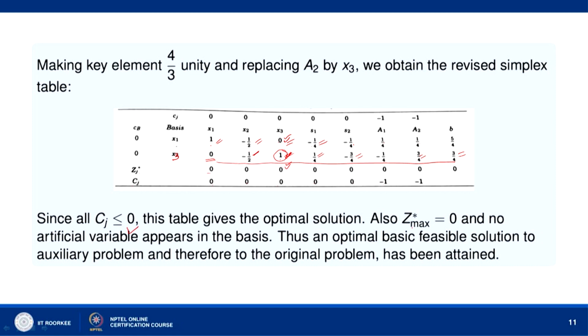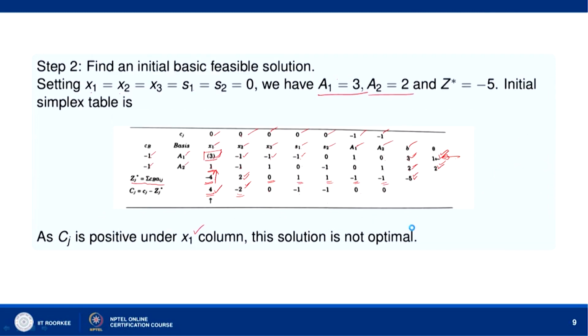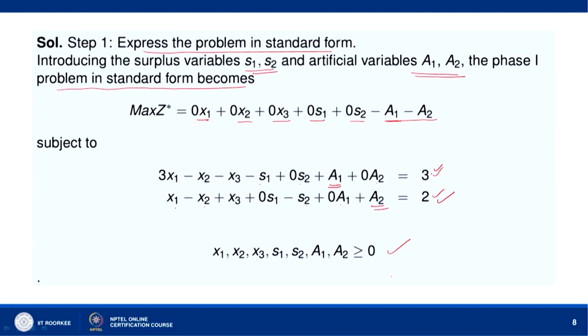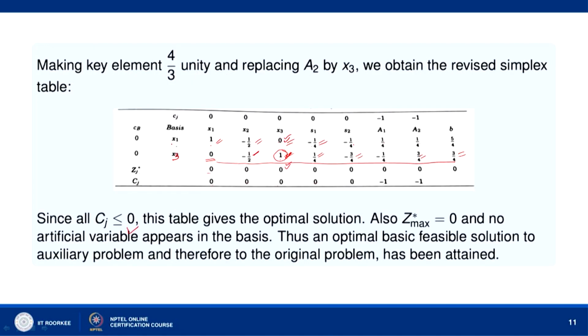And maximum of Z star is how much? Maximum of Z star is also 0, because x1 is equal to 5 by 4, x3 is equal to 3 by 4. Okay, all other variables are non-basic variables. So that means x2 is 0, s1 is 0, s2 is 0, and a1, a2 are 0.